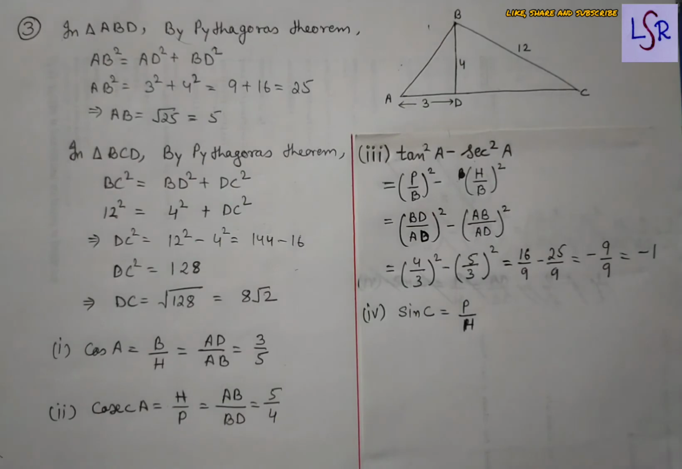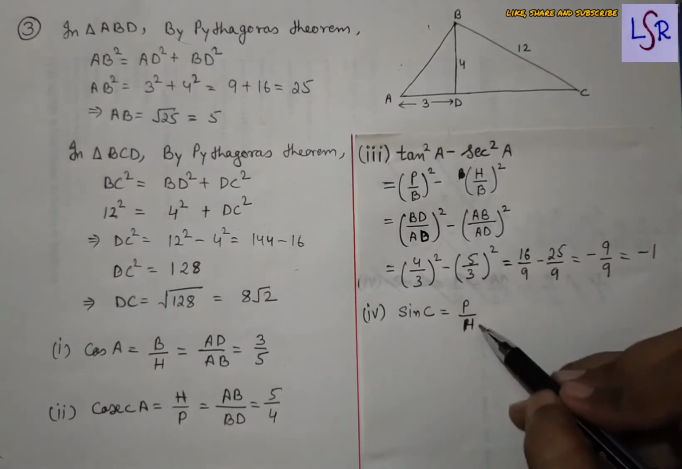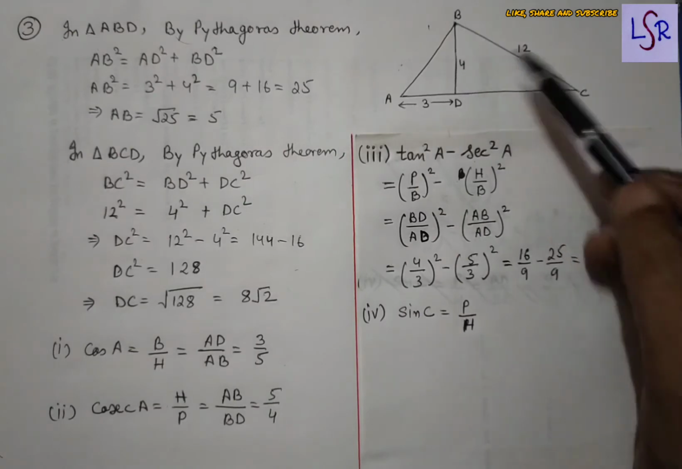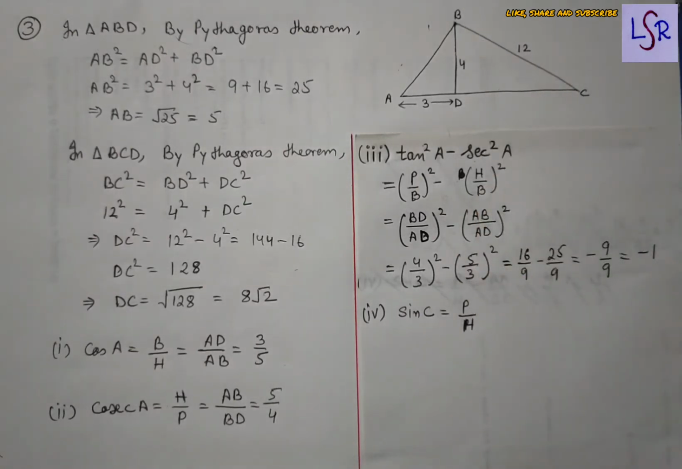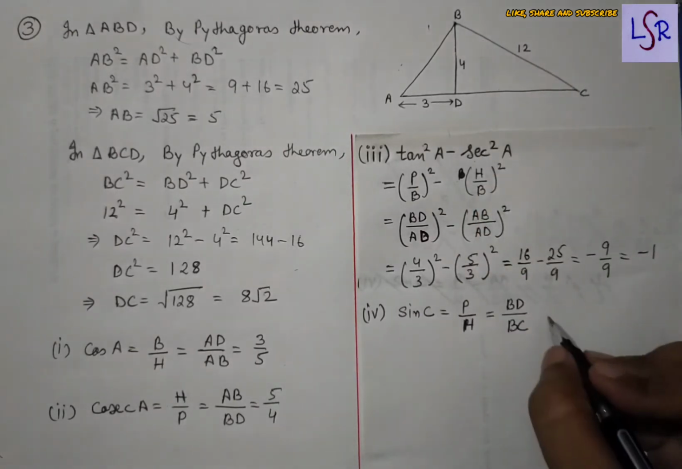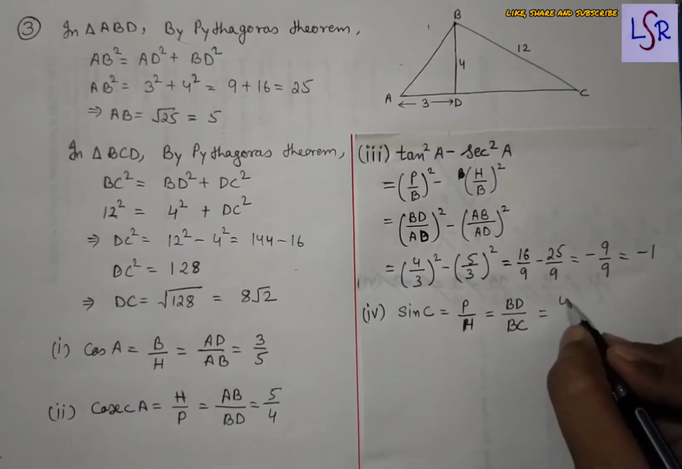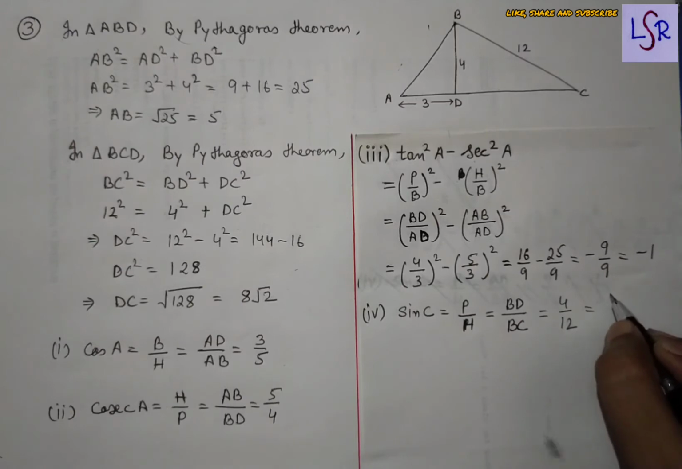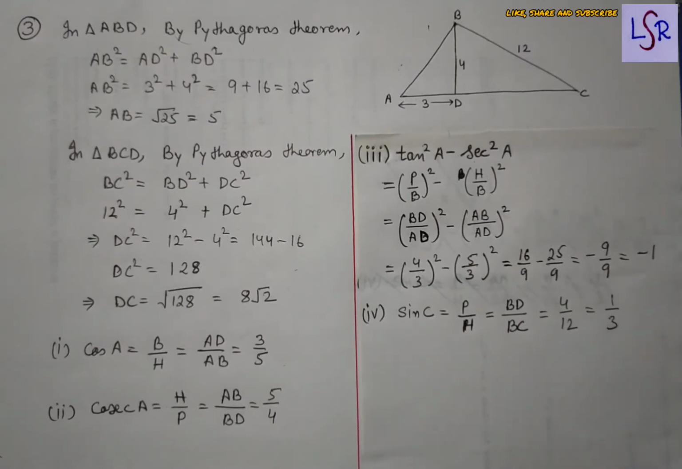Then we have sin C, which is equal to perpendicular upon hypotenuse. For the C, this BD will be perpendicular and this BC will be hypotenuse. That is equal to 4 by 12 and finally 1 by 3.